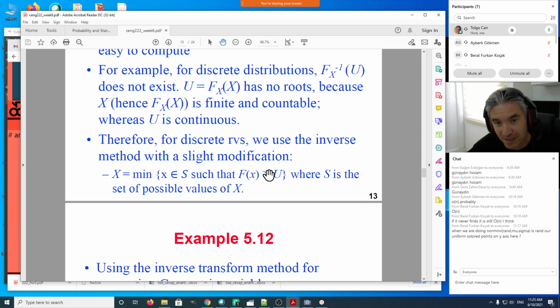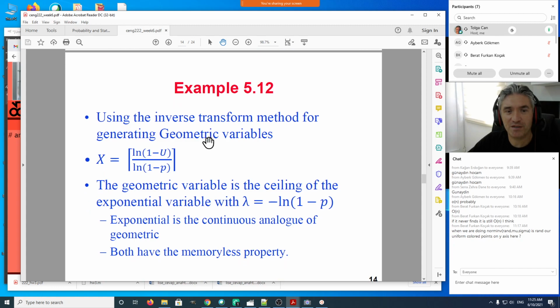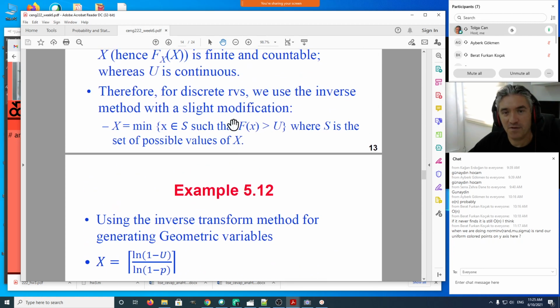Remember when we were generating that Poisson random variable? We generated a u and we tried to figure out the endpoint where u was less than that endpoint. The minimum that satisfies this gives us the x. This is the same method we have used. There's an example on geometric variables, which are discrete. We can actually use this for geometric variables. The thing is that in Poisson we did not use the inverse formula, but we kept adding these F functions.